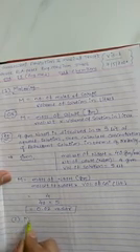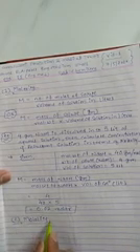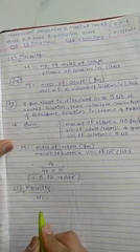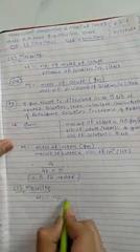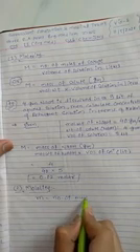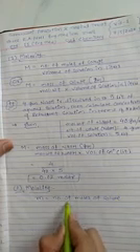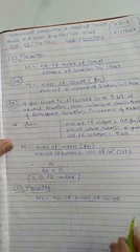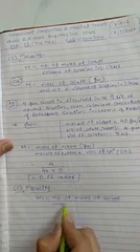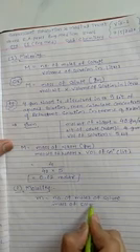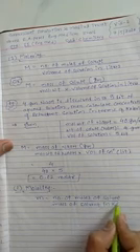Now number 2 is molality. It also has two formulas. Formula number 1 has the symbol small m. Molality m is equal to number of moles of solute upon mass of solvent in kilogram.